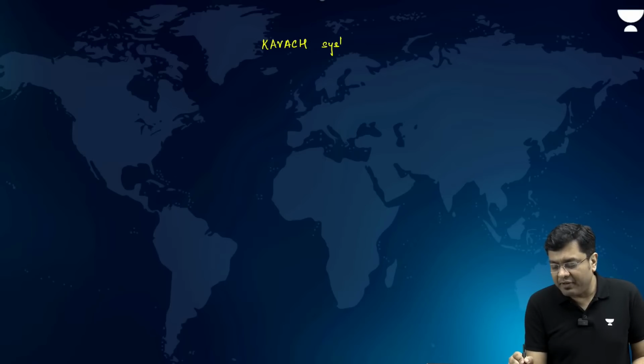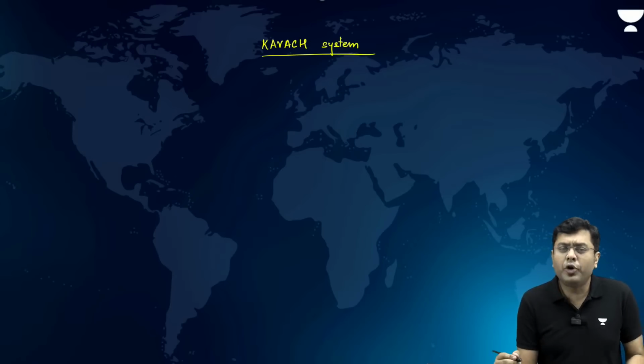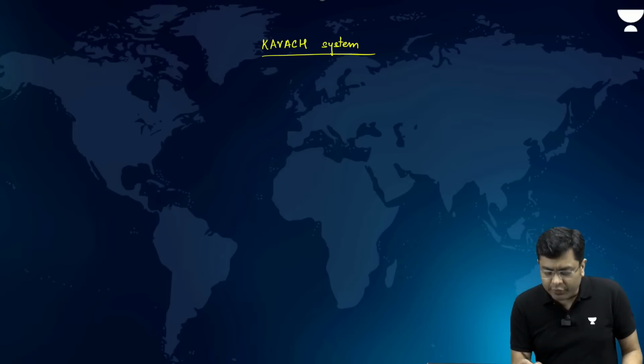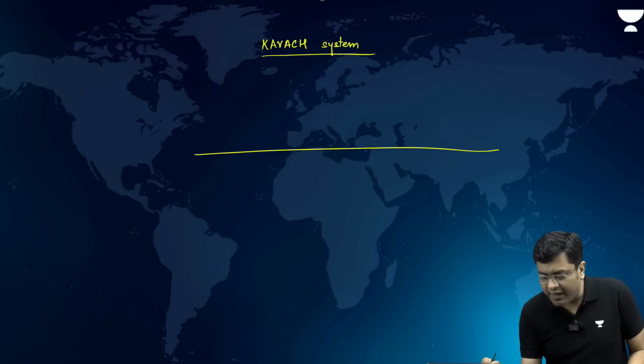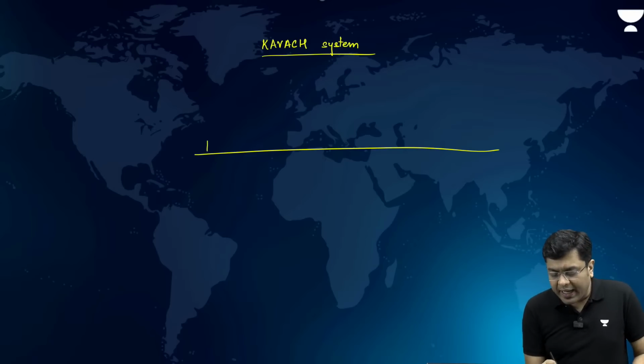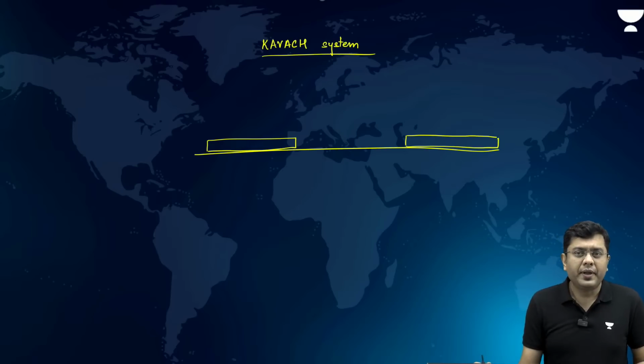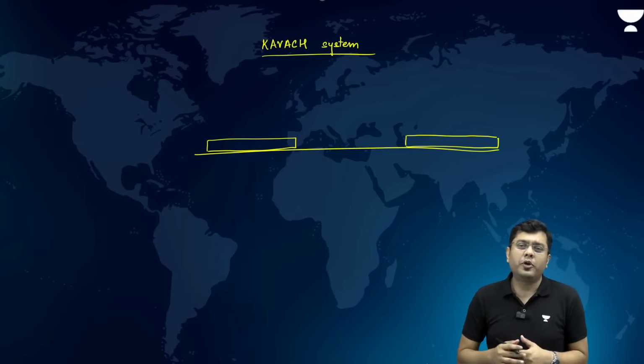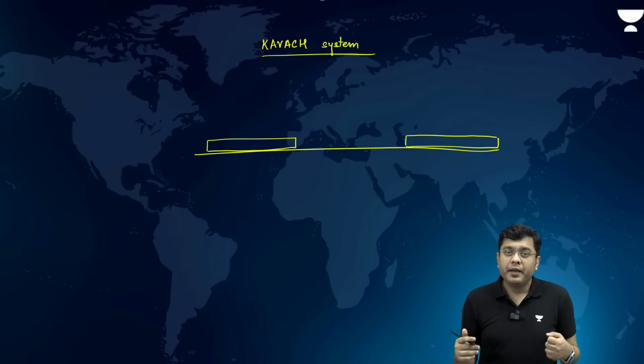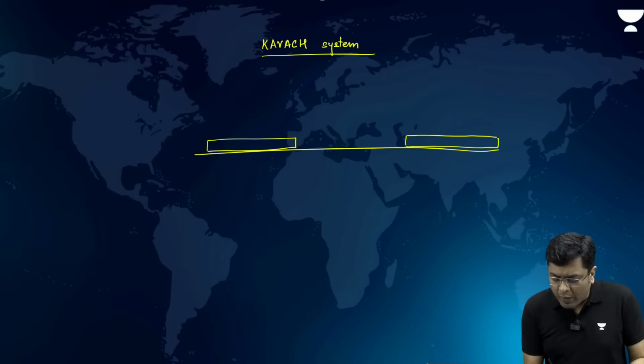Now, what does the Kavach system work upon? What is the principle here? So basically, let's suppose you have a railway line and you already have a train here. Now, if you have another train which is approaching on the same line, it will be forced to stop automatically. How? So, first of all, you have radio frequency IDs, RFID chips.